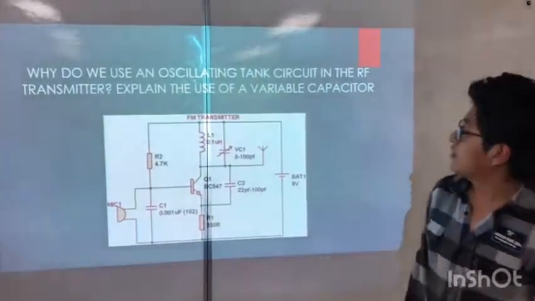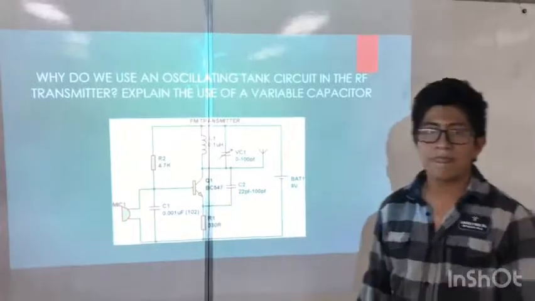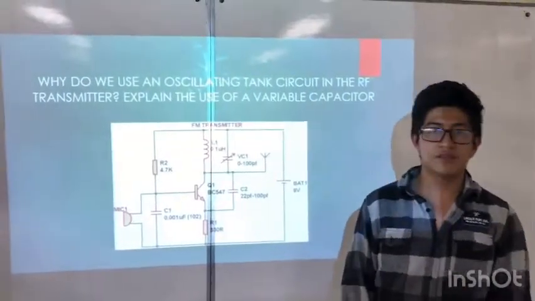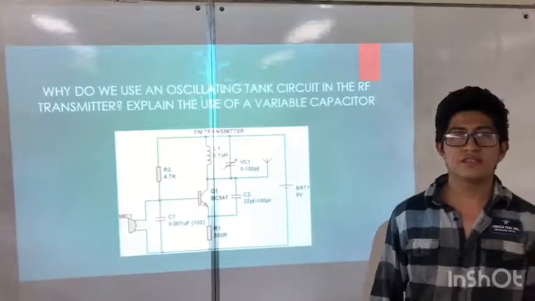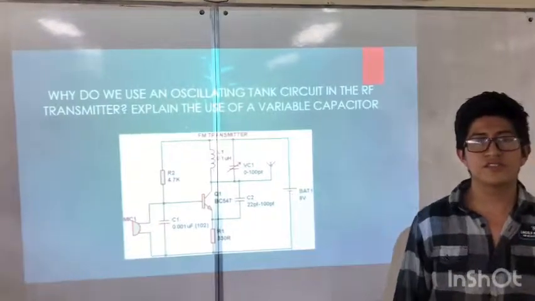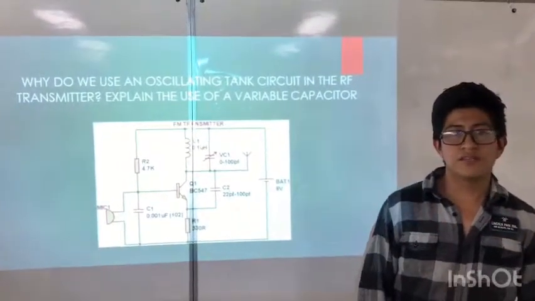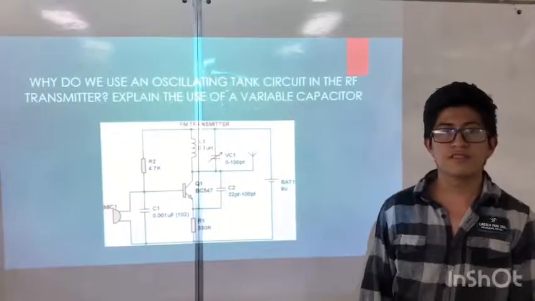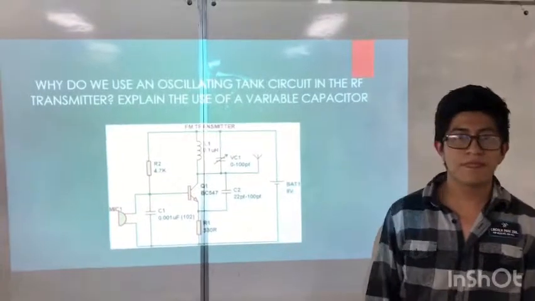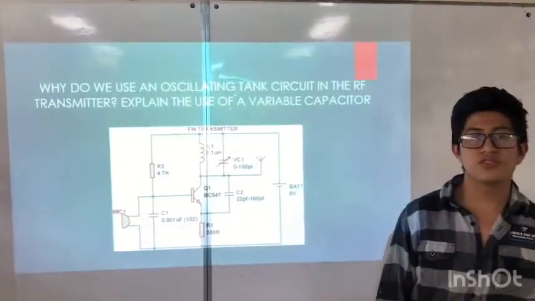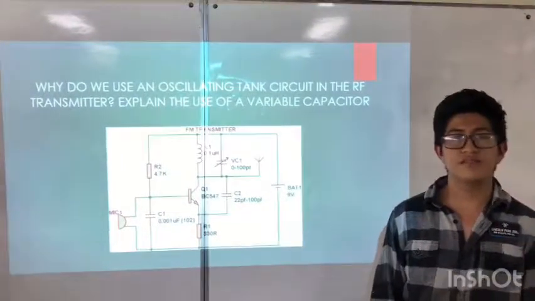Why do we use an oscillating tank circuit in the RF transmitter? Explain the use of a variable capacitor. To generate the radio frequency carrier waves, an FM transmitter circuit requires an oscillator. The tank circuit is derived from the LC circuit to store the energy for oscillations. The input audio signal from the mic goes to the base of the transistor, which modulates the LC tank circuit carrier frequency in FM format. The variable capacitor is used to change the frequency for fine adjustment to the FM frequency band.